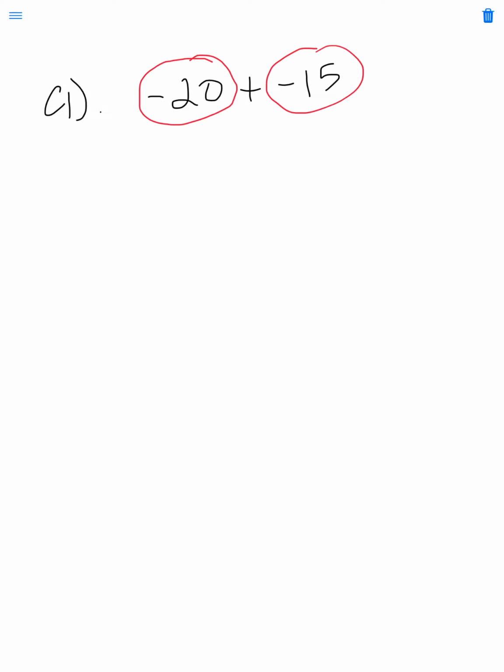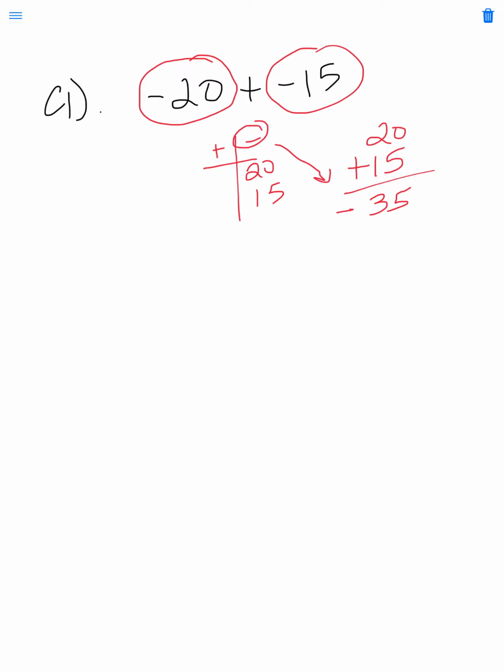Then on C1, we have to find the sum of -20 plus -15. So it really helps if I circle the number with the sign, right? And you can see easily I actually have both a negative 20 and a negative 15. So I add them together. 20 plus 15 is 35. But I make sure I keep the negative sign with me. So my answer is indeed negative 35. So that's C1.